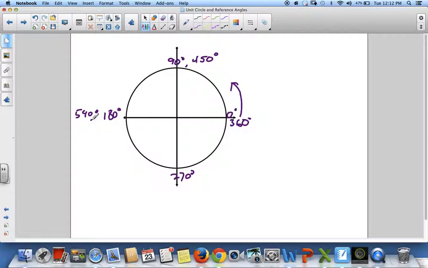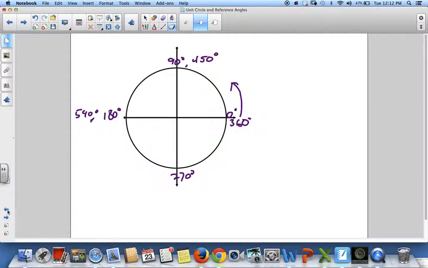Anytime, coterminal angles mean they end up at the same spot. So if I went around for 540, it would be like this. Here, and then here, and then here. That would be 540 degrees. So that's the idea of that. Now we got to figure out where the other angles go.